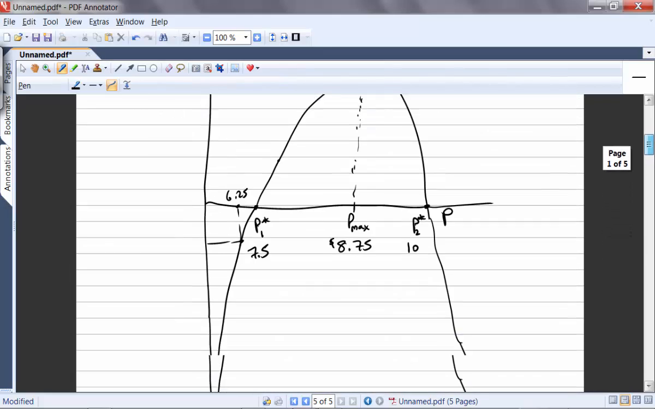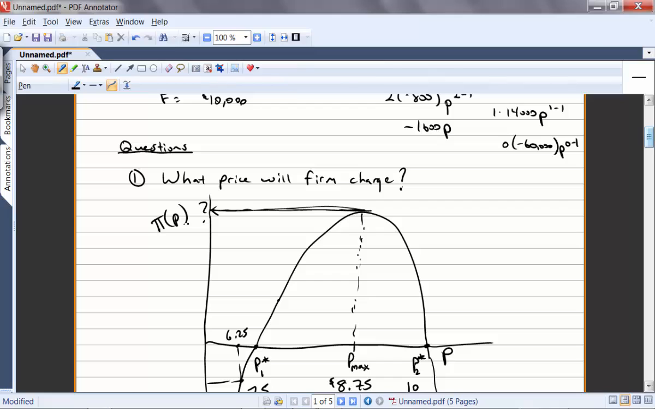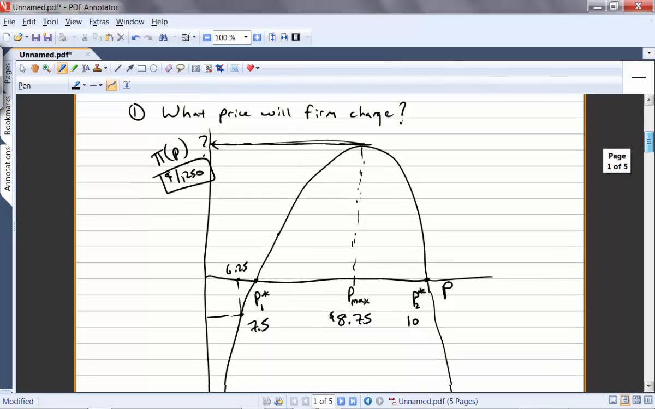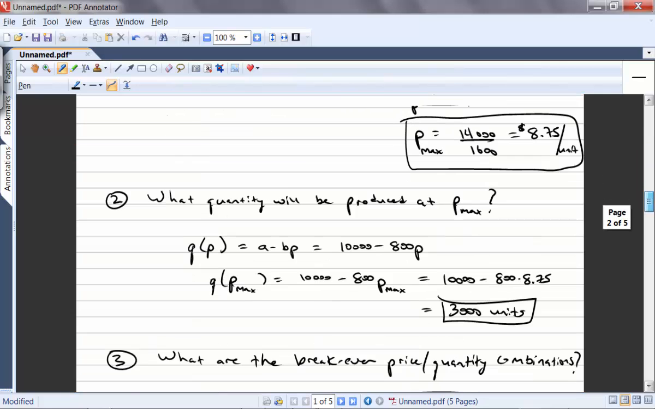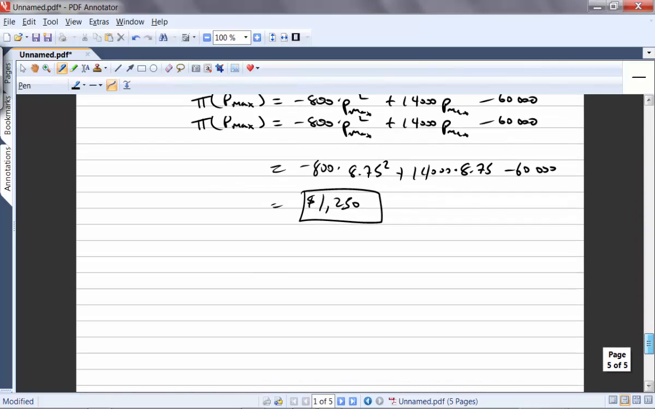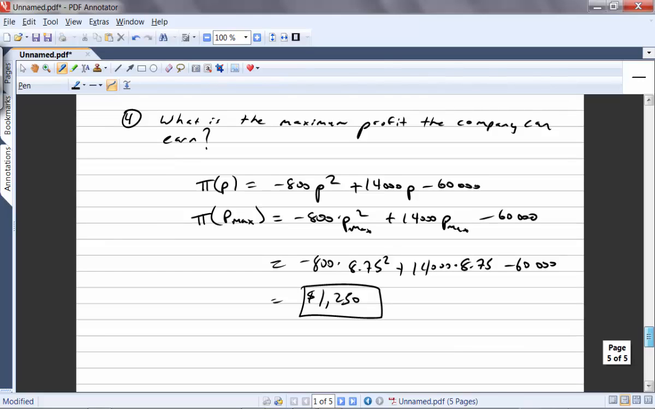But I'm going to label that here on the graph. So that's the highest profit they can earn. They can't earn higher than $1,250. If they try to charge a price higher than 8.75, profit will be lower than $1,250. If they try to charge a price lower than 8.75, profit will be lower than $1,250. If they charge 8.75, profit will be $1,250. And I think that's it for this video.